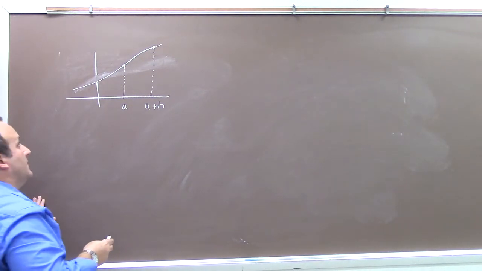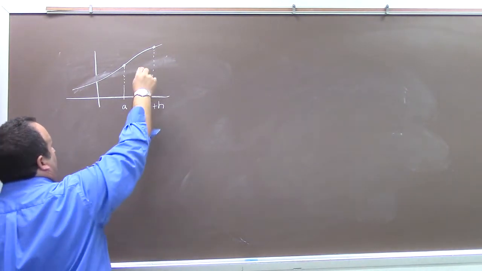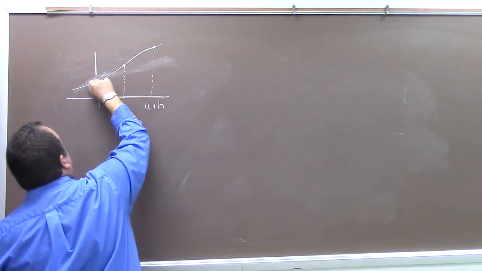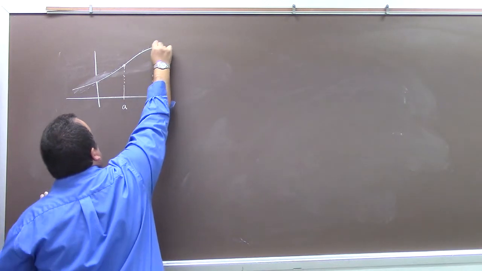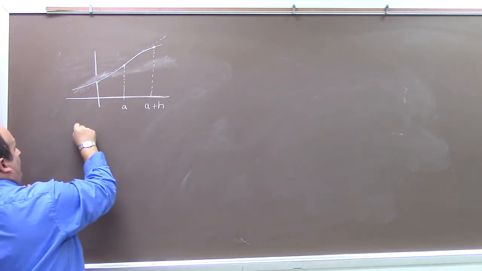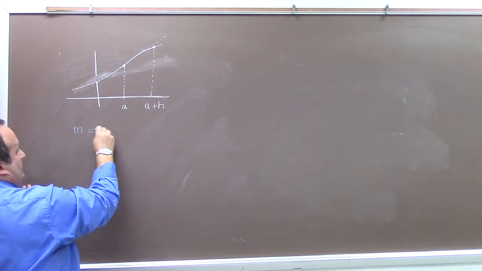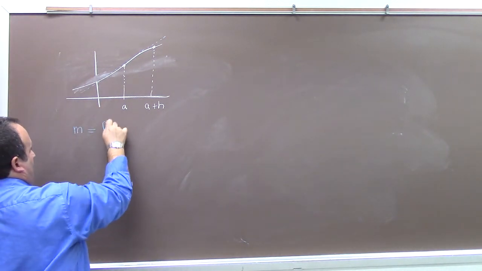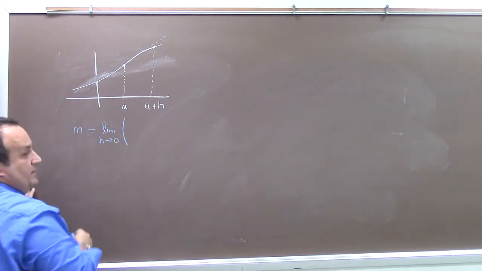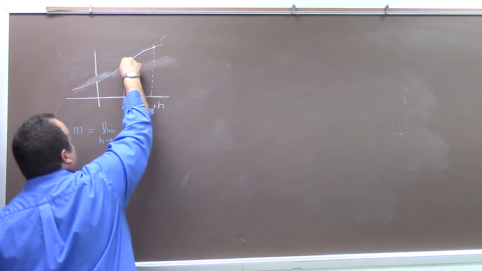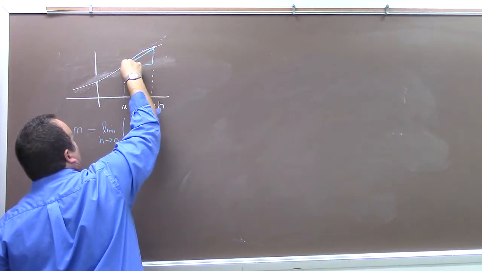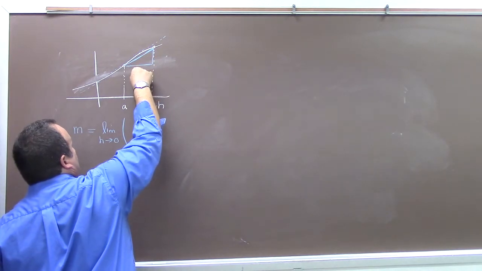Then we can imagine the tangent line, like this, right? And the slope of that tangent line will be the limit as h goes to 0 of what? Well, let's look at this triangle right here. This is h.